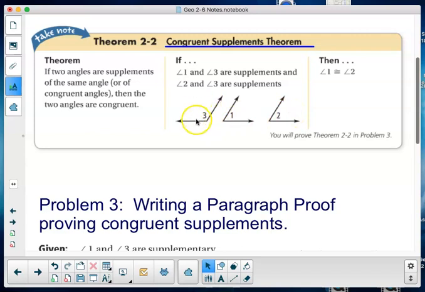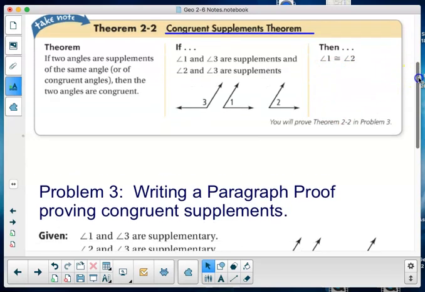if 3 is any number, just give angle 3 a number like, I don't know, 120. If 3 and 1 are supplementary, then 1's got to be 60. And if 3 and 2 are supplementary, then 2's got to be 60. These have to be the same value. So if I know that 3 is supplementary to these two angles, they must be the same measure and therefore congruent to each other. And that's how congruent supplements works.